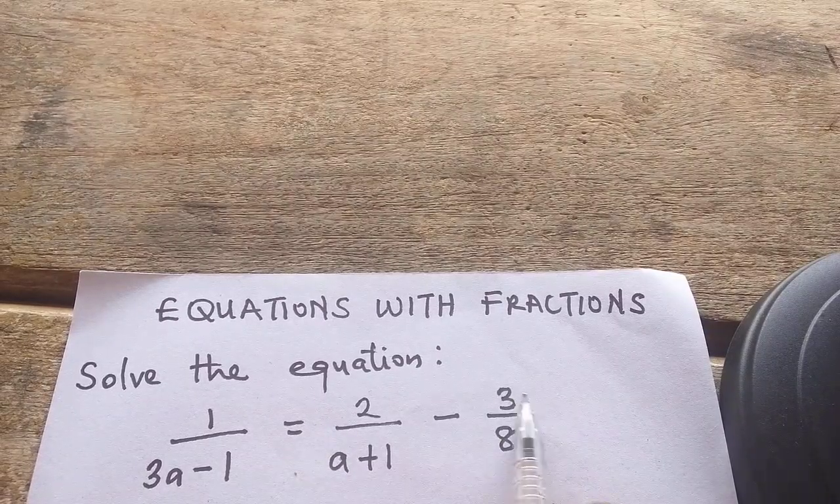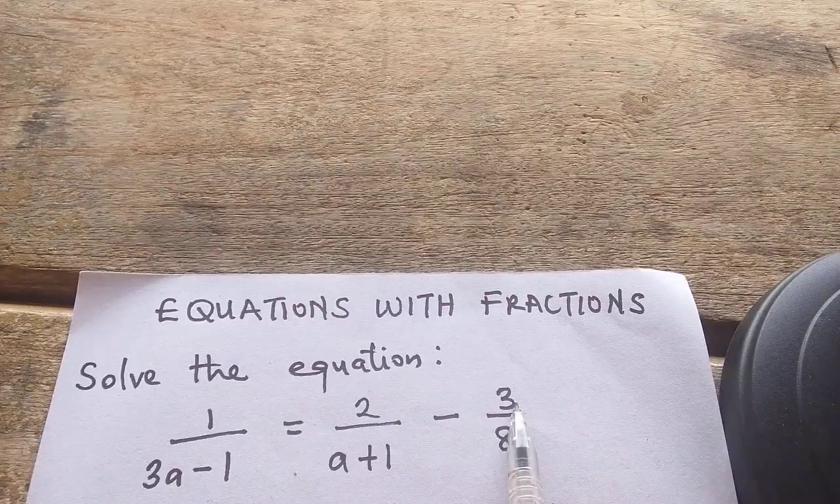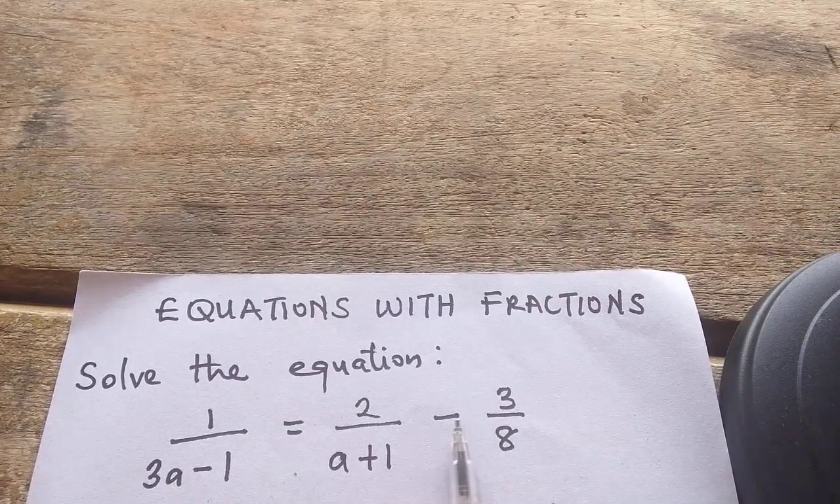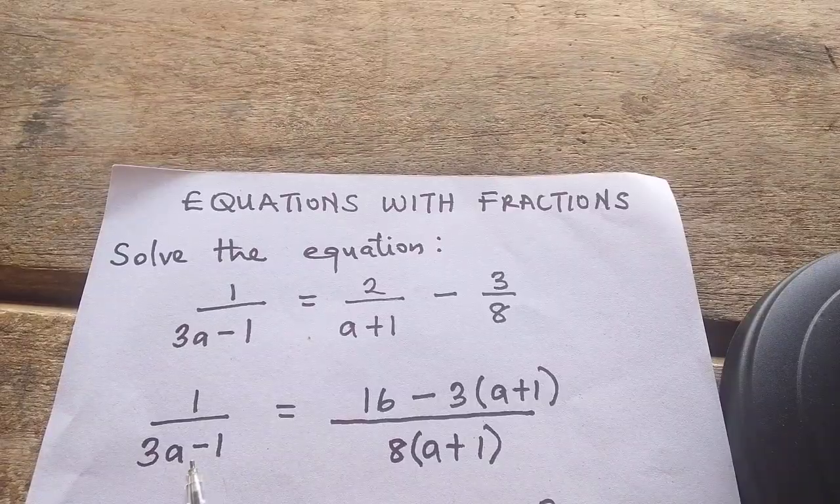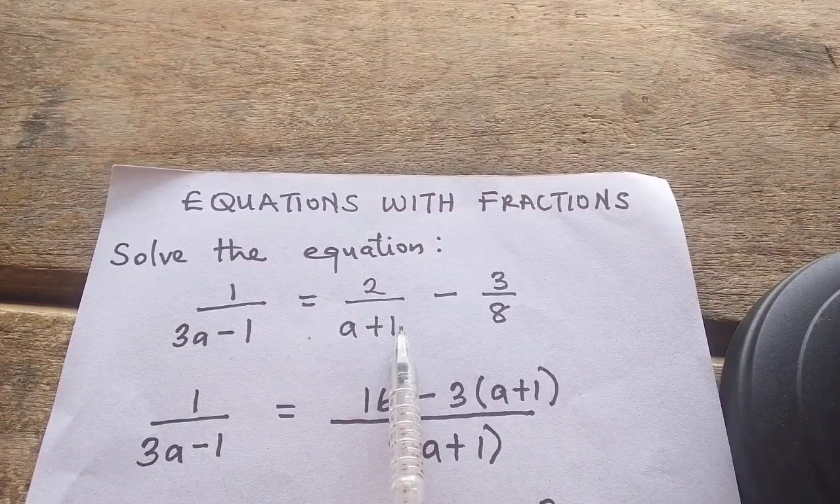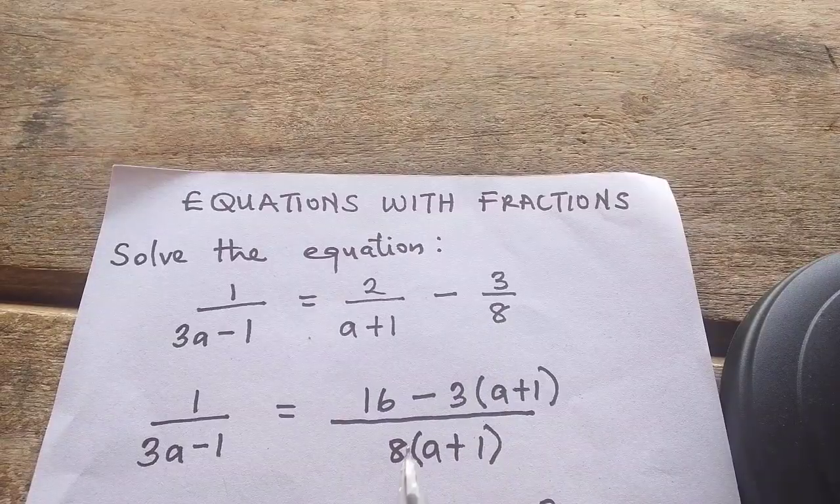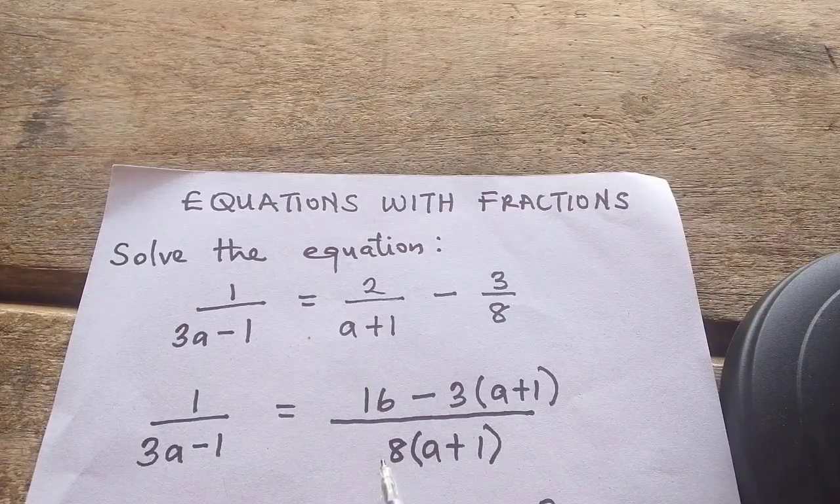Now on this side, this is a fraction. On this side, you now have another fraction. Let's first of all solve this side like we are solving fractions. So we have 1 over 3a minus 1 equals, when you have the LCM of a plus 1 and 8, it will give us 8 times a plus 1. So how many a plus 1 can you see in this? This one will cancel this, remaining 8.